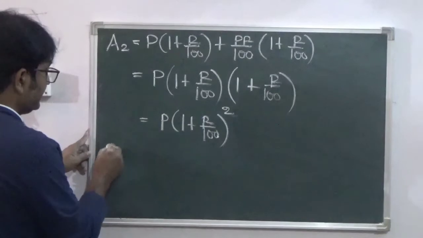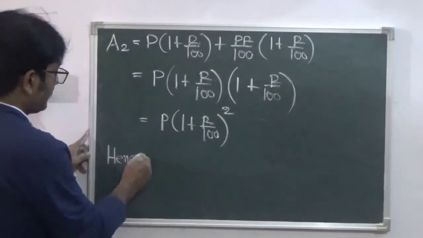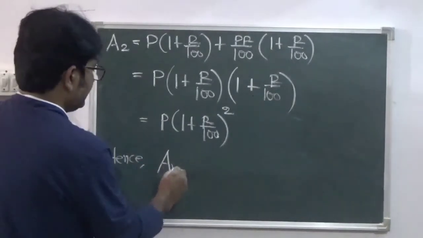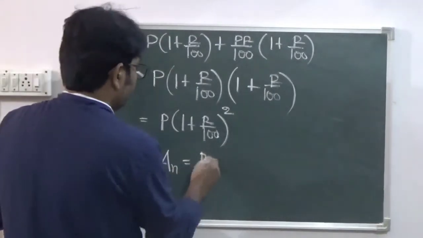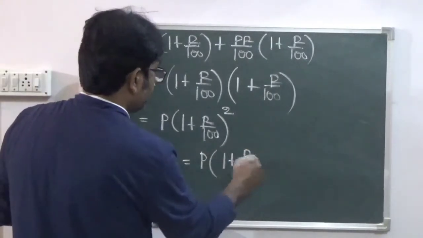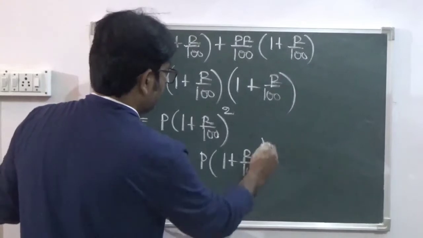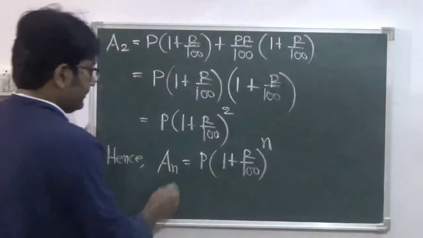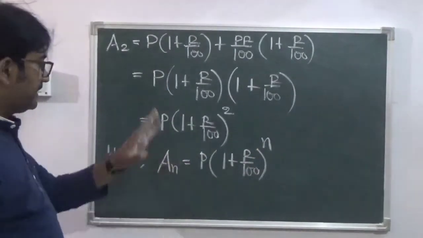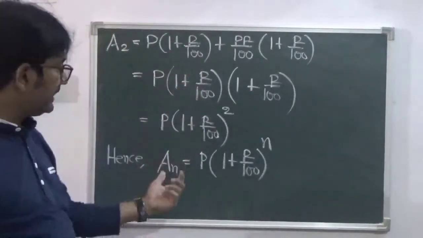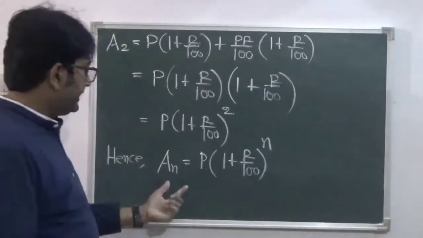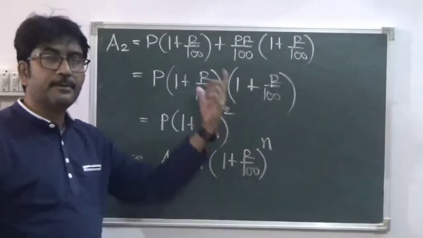So therefore, hence, if you take the nth year, n years, it will be P into 1 plus R by 100 to the power n. So this is the formula. A equals to An, I have just taken it as A1, A2, that's why An, you will find A in books. So An is P into 1 plus R by 100 to the power n.